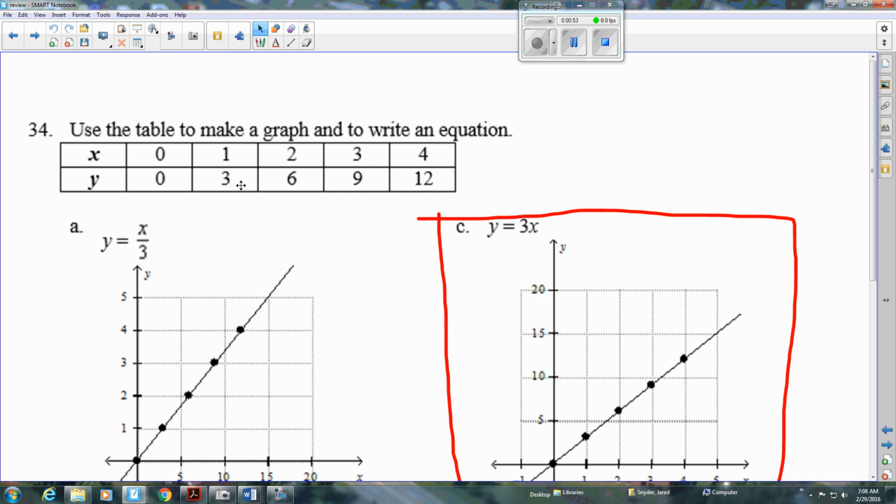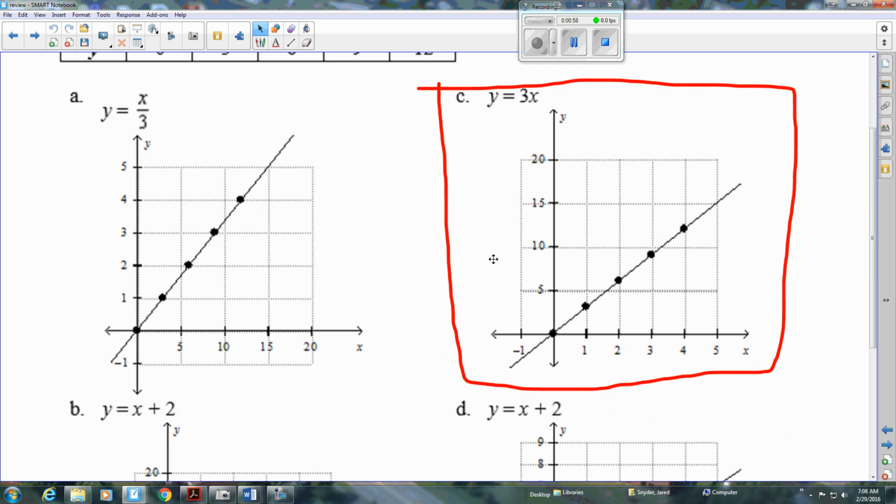It says use the table to make a graph and write the equation. 0 to 0, 1 to 3, 2 to 6, 3 to 9, 4 to 12. The only one that works out is going to be C, and that's going to be y equals 3x.